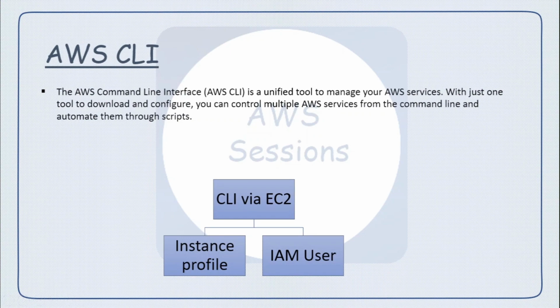So in this video, we will be configuring the CLI on EC2 instances, and we'll see there are different ways EC2 instances can talk to these services, like it can use instance profile or it can use IAM user as well.